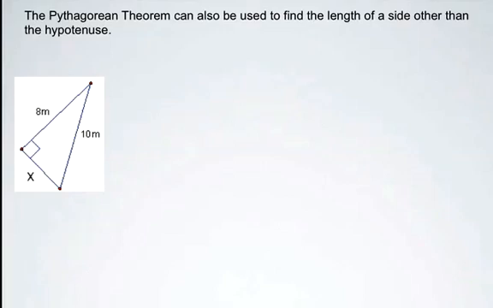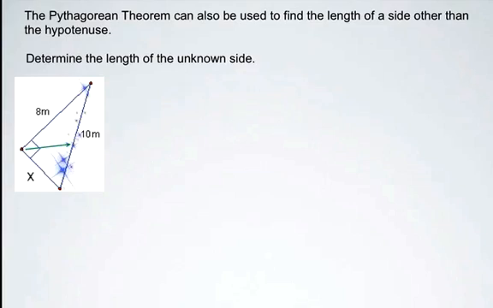Now, the Pythagorean theorem can also be used to find the measure of a side other than the hypotenuse, so long as we're given the other two side lengths. So here we're asked to find the unknown side, which is one of the two legs. And the way we know that it's one of the two legs is the side opposite the right angle is our hypotenuse, and that's our 10 meters.